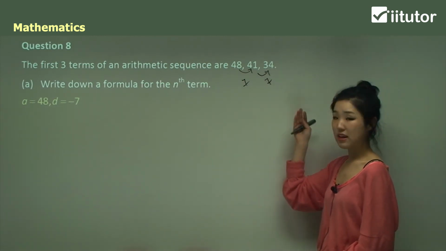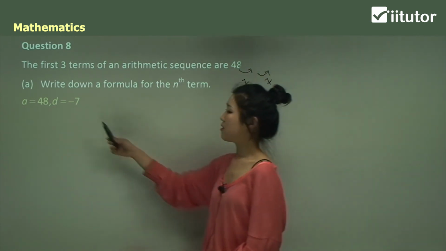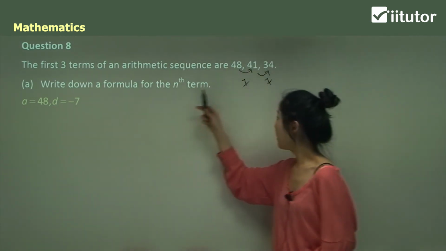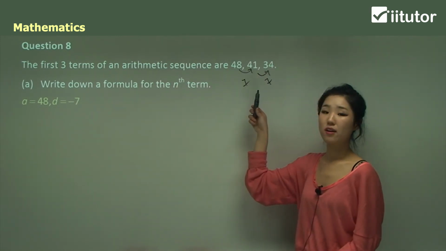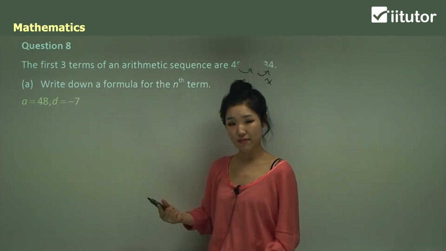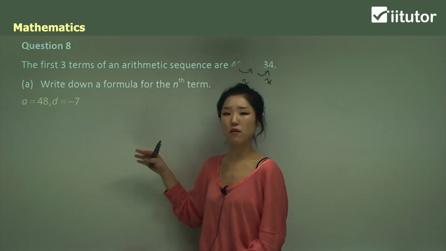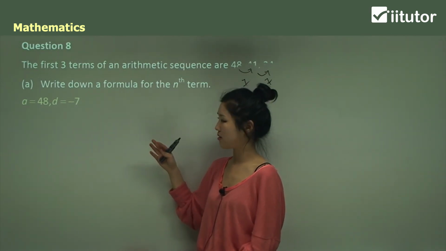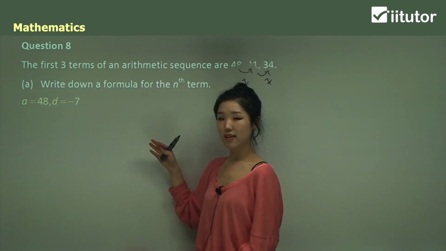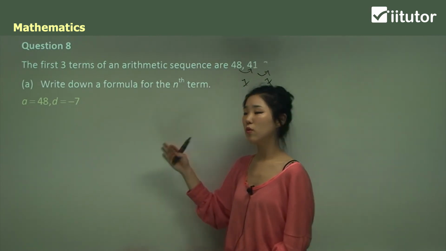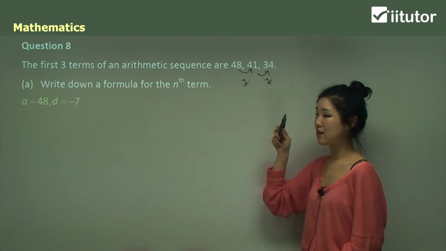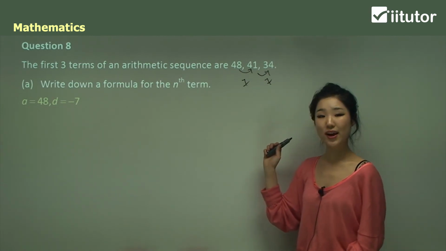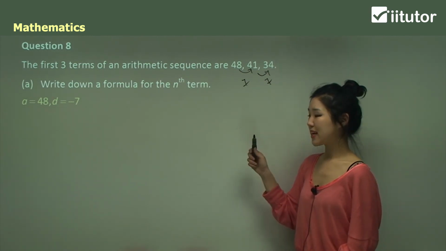But it's going down. The numbers are decreasing, so therefore, it's negative 7. 48 minus 7 makes 41. So make sure the common difference is not 7, it's got to be negative 7. That's very important, guys. So please take an eye on that. So D is negative 7. And that's always the case if it's decreasing, if the sequence is decreasing as we move on. So please take a note on that.